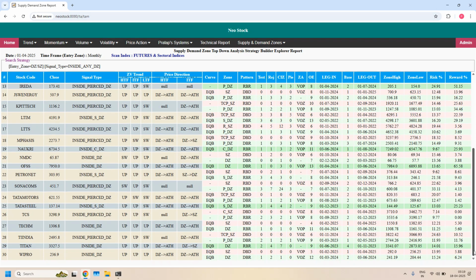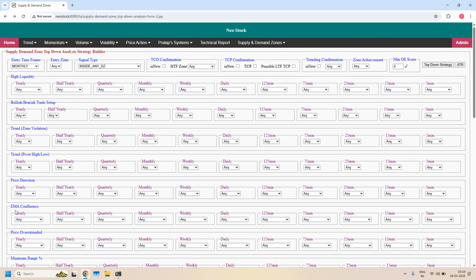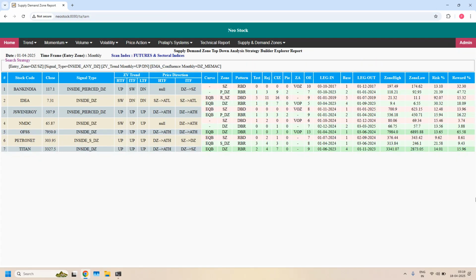Okay. Now we will further filter this based on monthly demand zones having monthly EMA confluence. I'm going back. In the EMA confluence at monthly time frame, I'm selecting the filter monthly demand zone having monthly EMA confluence or not. At the same time, trend on the monthly should not be sideways. It can be up or down. With these filters, we got 7 stocks.